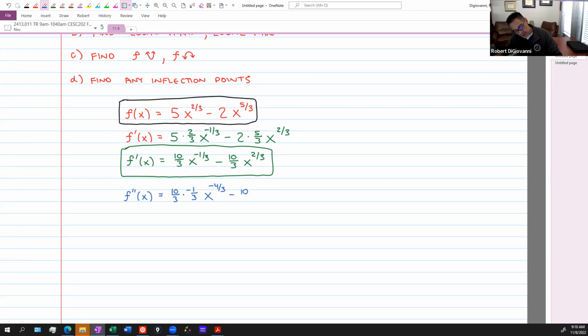Then I have -10/3. I bring out 2/3. Now this becomes x to the -1/3. Cleaning that up, I have -10/9 x to the -4/3, then minus 20/9 x to the -1/3. Any questions here?